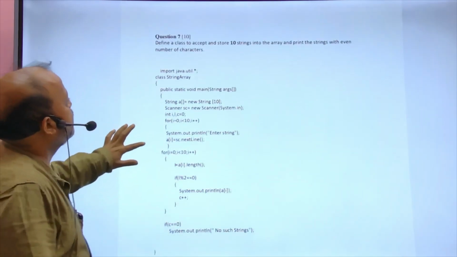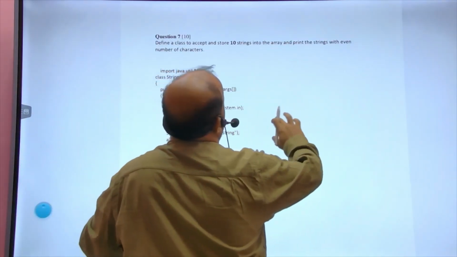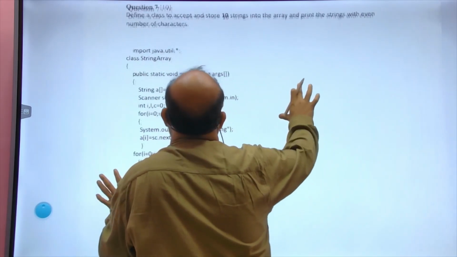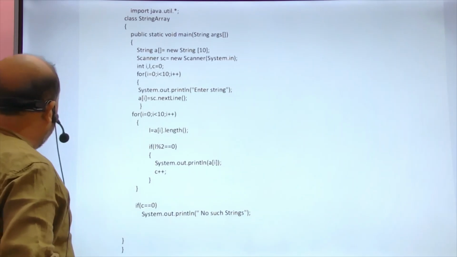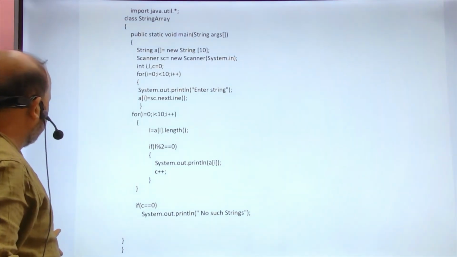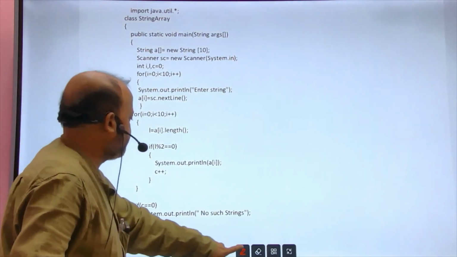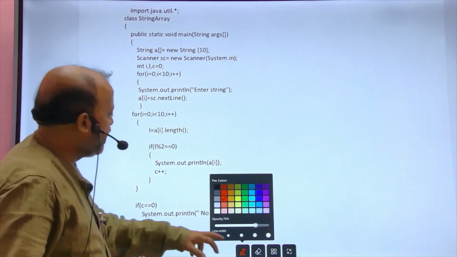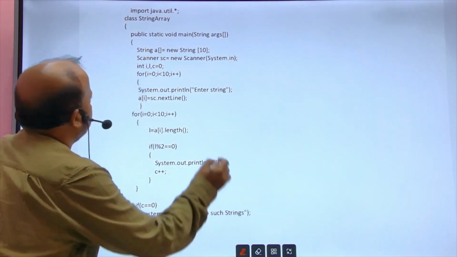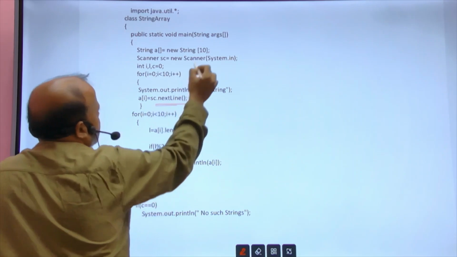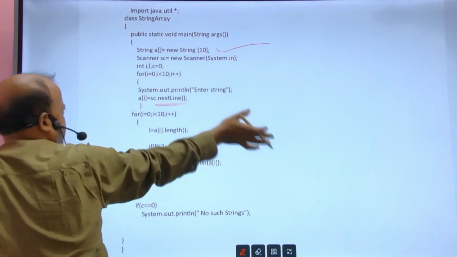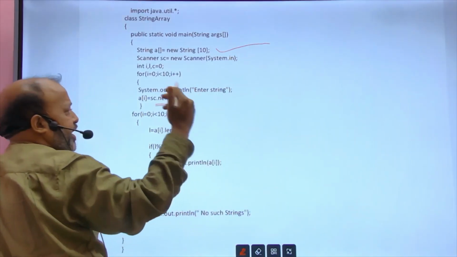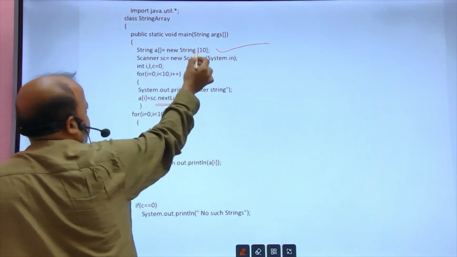Define a class to accept 10 strings into an array and print the strings with an even number of characters. Means the length should be even. Here it is a string array, not an integer or double array, a string array. Again, not a word has been told, only string has been told. Therefore, I have used next line. This is the way to declare a string array. By mistake, most of you have the habit of giving int, so note that it should be string.